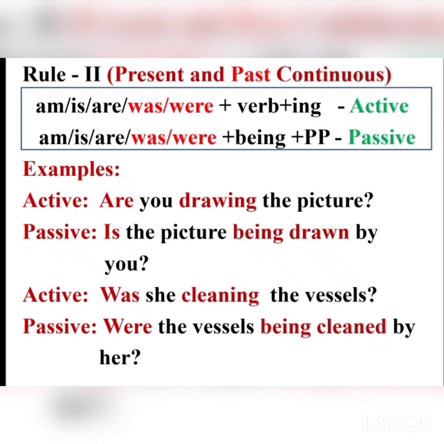Similarly, was she cleaning the vessels? Here you should notice that the subject is she, singular, and the object is plural, the vessels. So was or were: there you have to use the plural form. Were the vessels being cleaned by her?